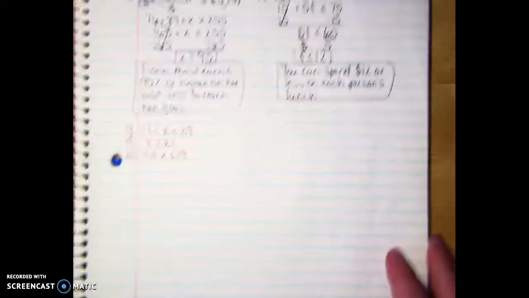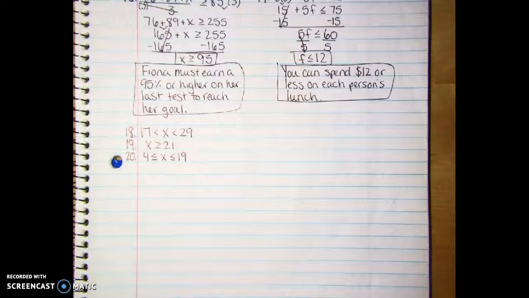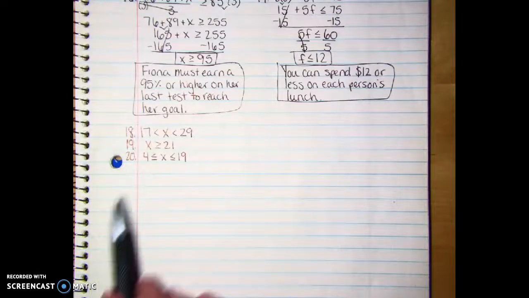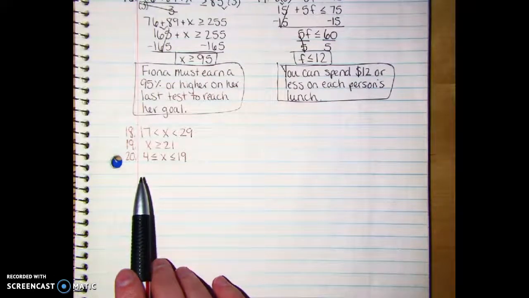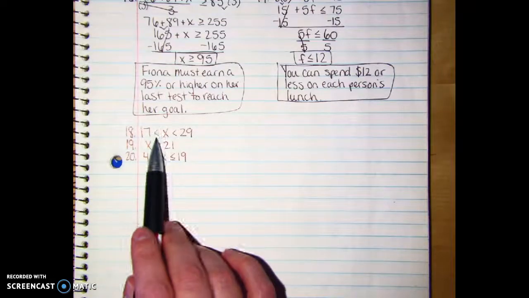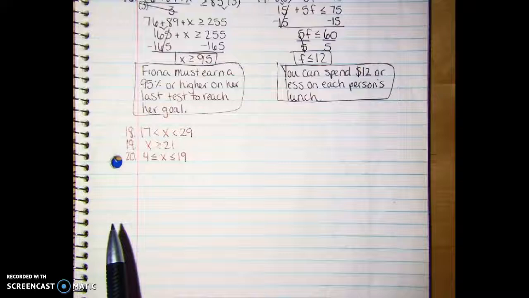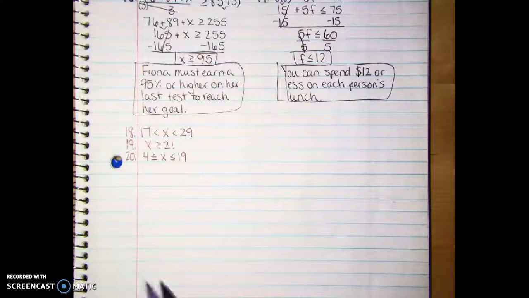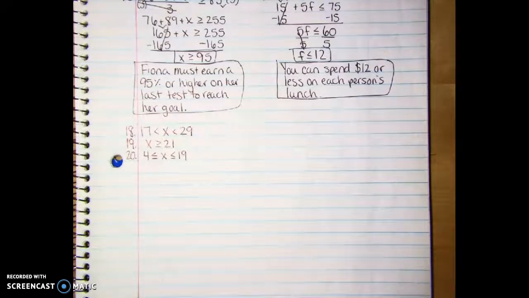And let's see. 18 through 20, you just had to write an inequality or compound inequality to represent the situation. 18, let's see, it says to enlist with the Marines, you must be between the ages of 17 and 29. So it says between, it didn't say inclusive, so do not underline those signs. Okay? So if it says just between, it just means it's literally between 17 and 29. Don't include 17 and 29.